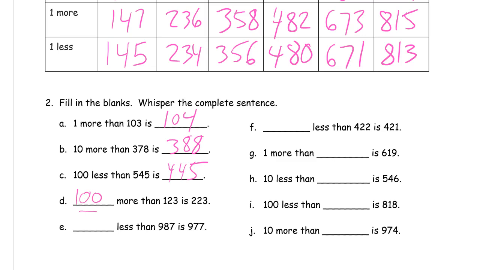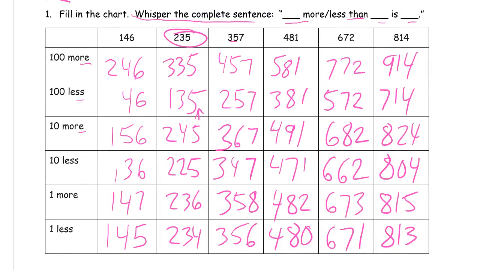And then I'm going to read this whole thing again after I've written it down. 100 more than 123 is 223. Okay, I'm going to read the whole thing at once and see if it fits. And that's how you catch a mistake. And it sounds like it fits. Okay. And this is 10 less. So 10 less than 987 is 977. Okay, that works. And then this is going to be 1 less. 1 less than 422 is 421. Yep. This is 1 more than 618 is 619. 10 less than 556 is 546.